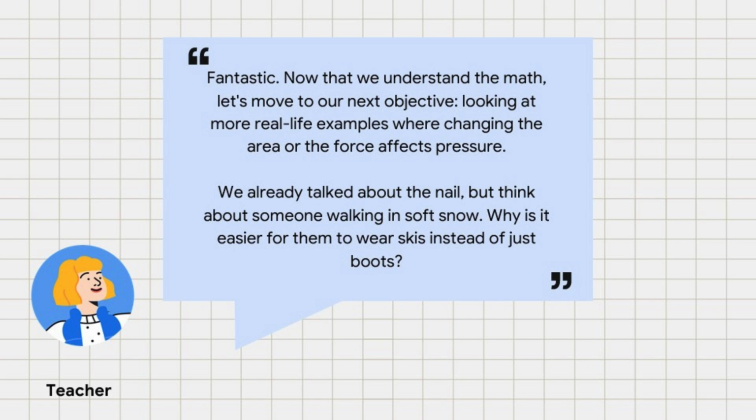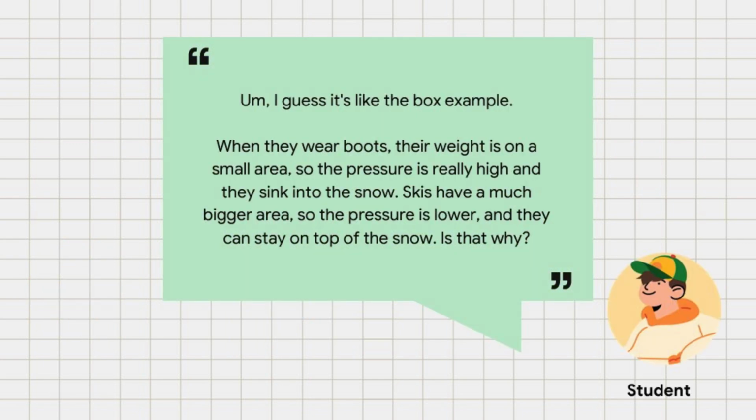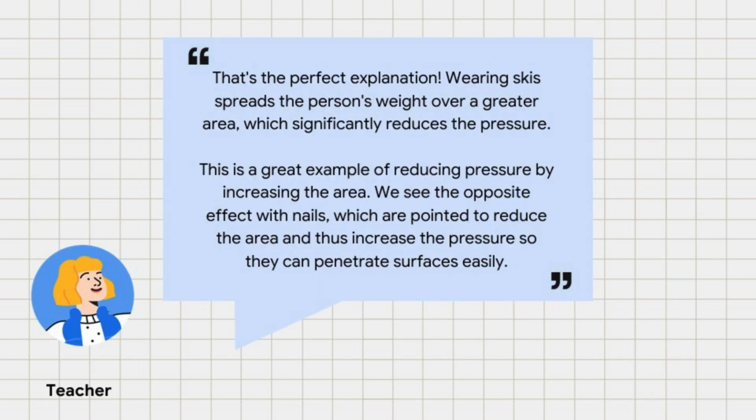We already talked about the nail, but think about someone walking in soft snow. Why is it easier for them to wear skis instead of just boots? I guess it's like the box example. When they wear boots, their weight is on a small area, so the pressure is really high and they sink into the snow. Skis have a much bigger area, so the pressure is lower, and they can stay on top of the snow. Is that why? That's the perfect explanation.